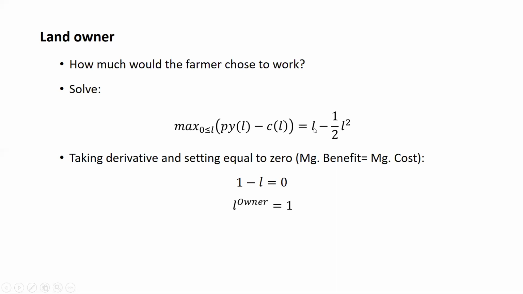So the marginal benefit for you of working 1 extra hour is the $1 you sell your crop for. The marginal cost is the derivative of the cost function, which is equal to L. So the marginal benefit is 1, the marginal cost is L. You want to set those two equal to each other, and so you will work for 1 hour if you are the owner of the field. Okay, the number 1 is not very important, it follows from our normalization and our simplifying assumptions.